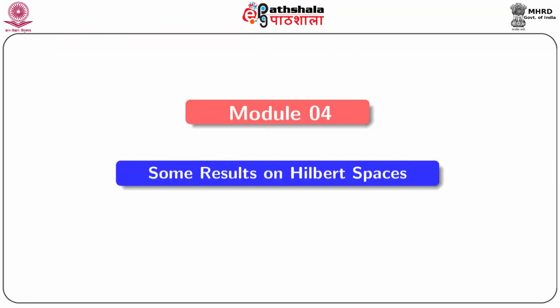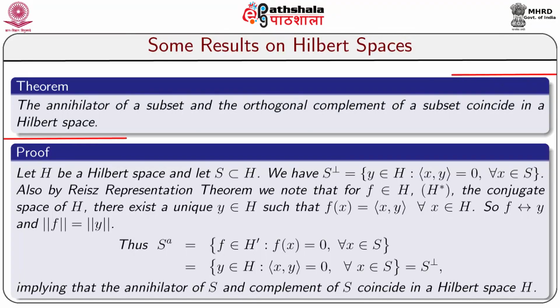Now we are discussing module 4 of chapter 9. The title of module 4 is some results on Hilbert spaces. Now let us take a theorem. The annihilator of a subset and the orthogonal complement of a subset coincide in a Hilbert space.